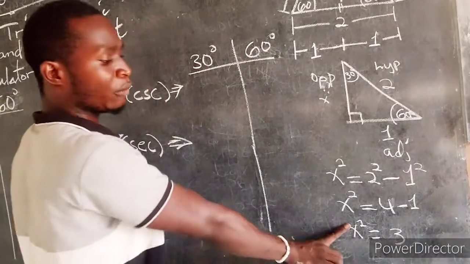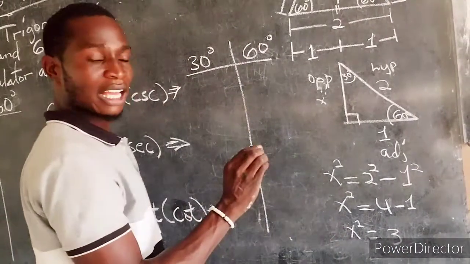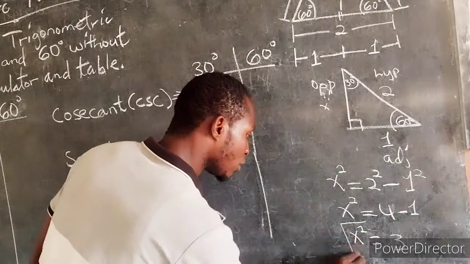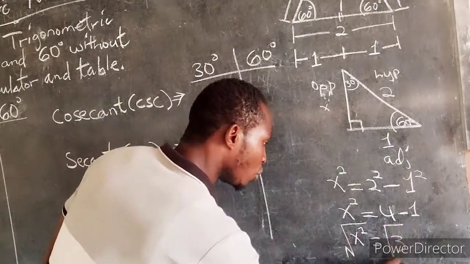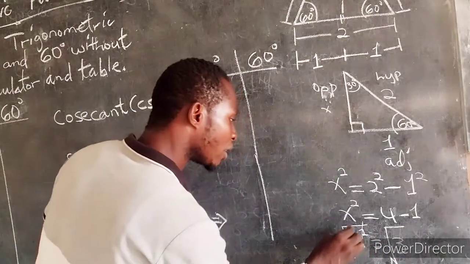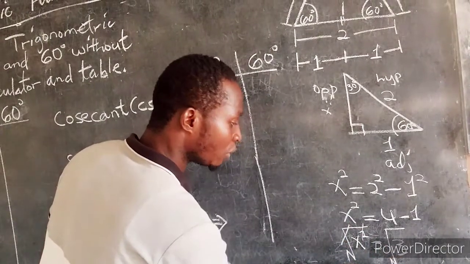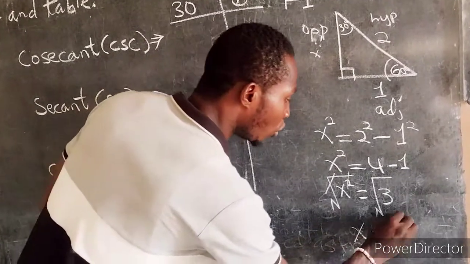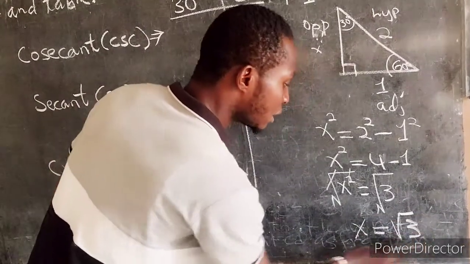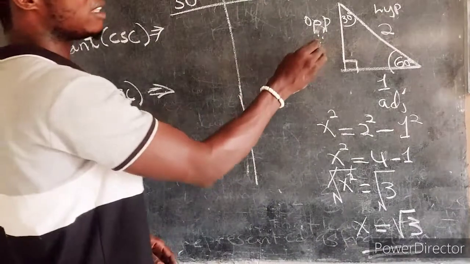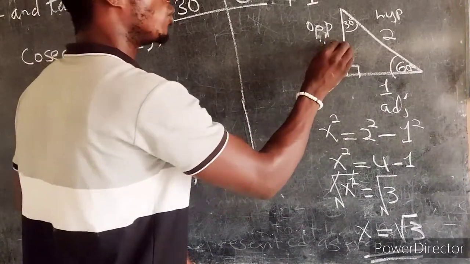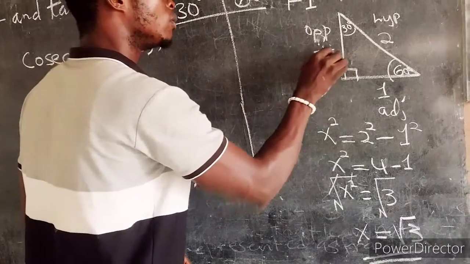We want to get rid of the square on x. We only need x. x doesn't need to be in square form. So we take the square root of both sides. The square and the root cancel out, and we are left with x here. x will be equal to the square root of 3. So it means that this on the lower side now is the square root of 3.